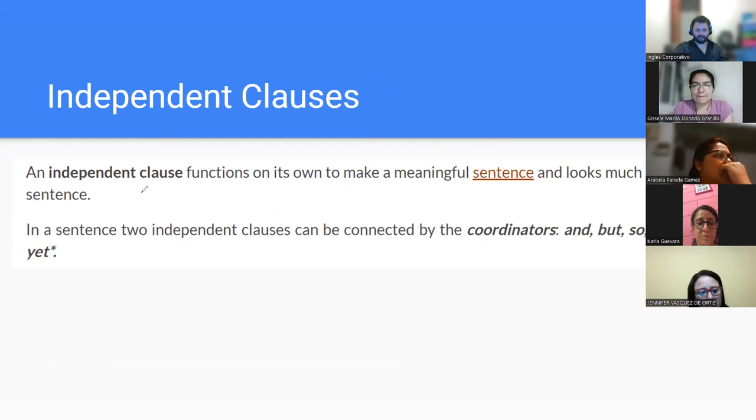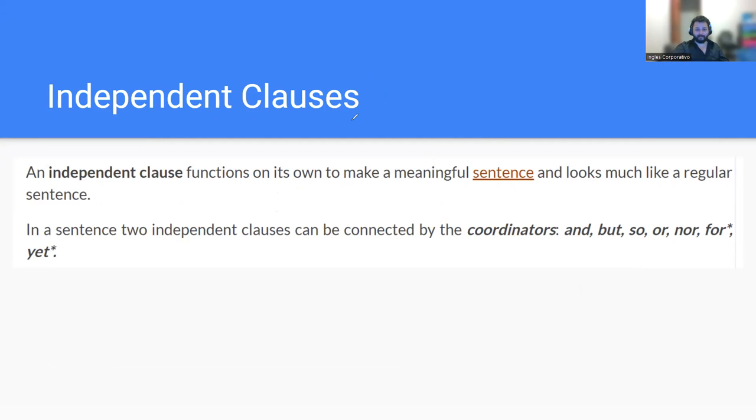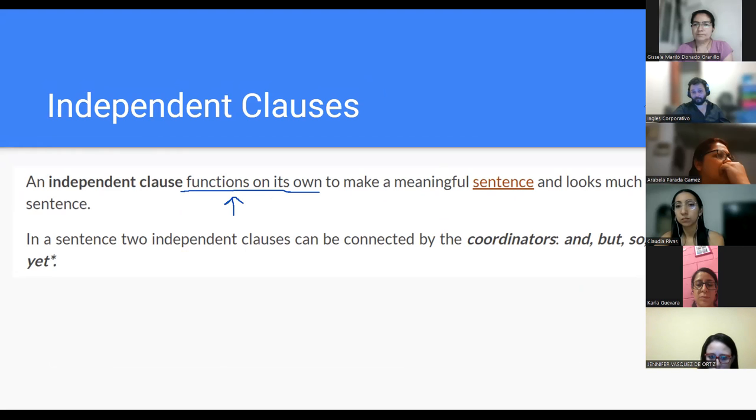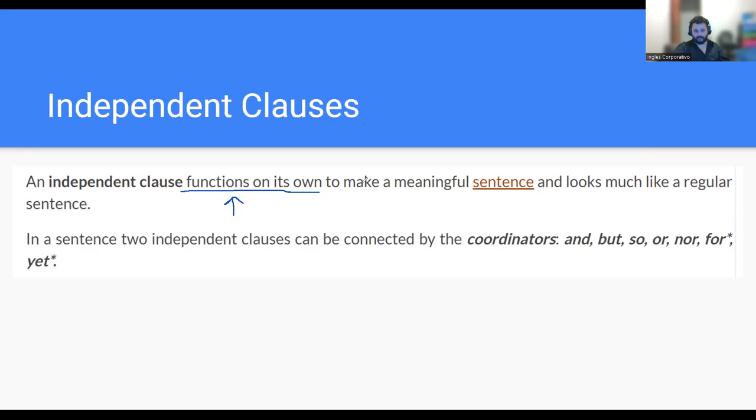So we were talking about independent clauses. The meaning of independent clause, guys, is that it functions on its own. Remember this part right here, okay? It functions on its own. Funciona bajo su propia responsabilidad, okay? So that's what it is.